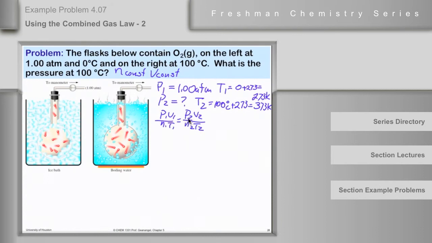Why am I not using the ideal gas law? Because there's a change. The temperature goes from 0 to 100. Don't use ideal gas law when there's a change. Use a combined gas law. You'll be better for it. N is constant, so we can slash through N1 and N2. And the volume's constant, so we can slash through V1 and V2.